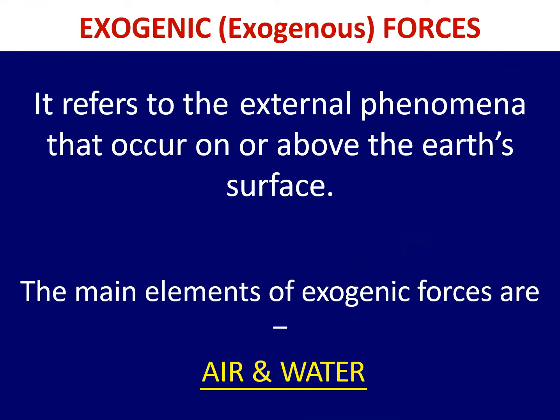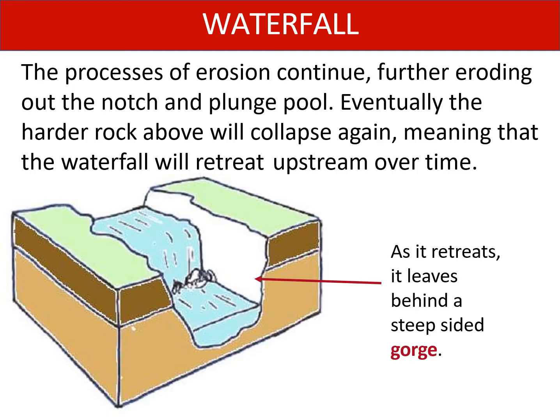So the next factor we are dealing with is exogenic force, and the name itself is telling that it refers to the external phenomena that occur on or above the Earth's surface. The main elements of exogenic forces are air and water. We know that the landscape is continuously worn out by two factors: first is weathering and second is erosion. Weathering is the breaking up of the rocks on the Earth's surface, and erosion is the wearing away of the landscape by different agents like wind, water, and so on.